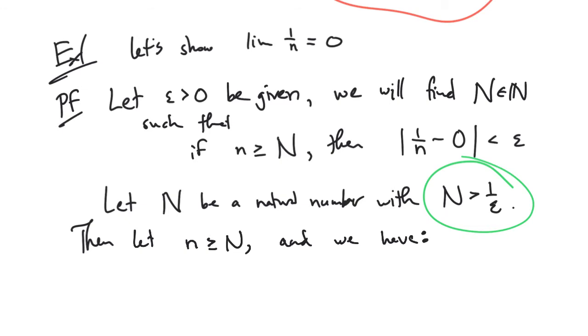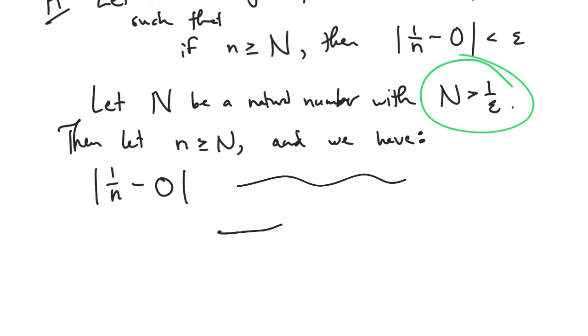I have to demonstrate that the absolute value of 1 over n minus 0, where I'm going with this is, I'm going to write a bunch of stuff here and eventually say it's less than epsilon. This is what we're aiming for, right? We need to show that the thing inside the absolute values is less than epsilon.